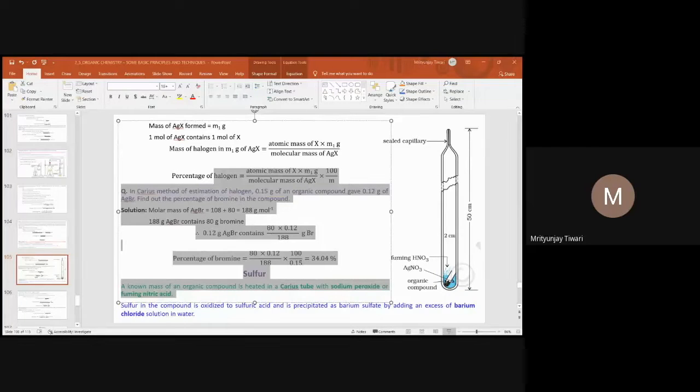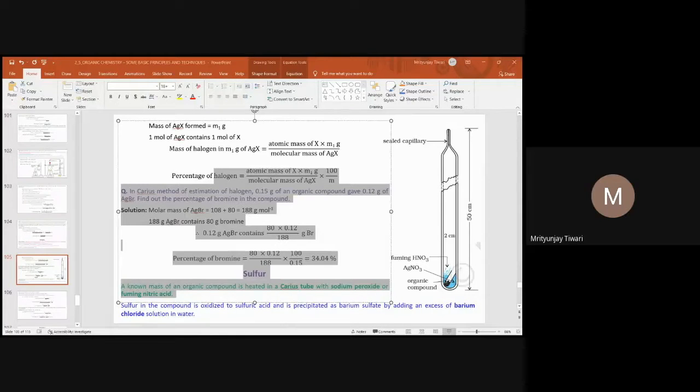Let us now see first the formation of ammonium phosphomolybdate. The molar mass of ammonium phosphomolybdate will be 1877 grams. You can just calculate it. This 1877 grams of ammonium phosphomolybdate contains only 31 grams of phosphorus, because 1 mole of this compound contains only 1 mole of phosphorus. So 1877 grams of ammonium phosphomolybdate will contain only 31 grams of phosphorus.